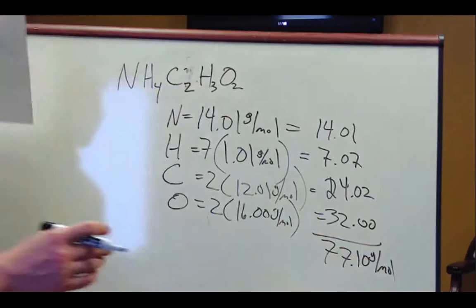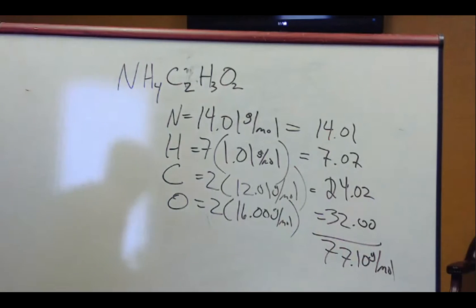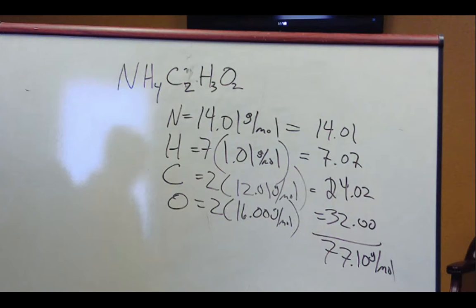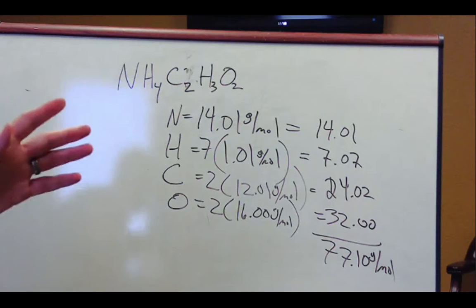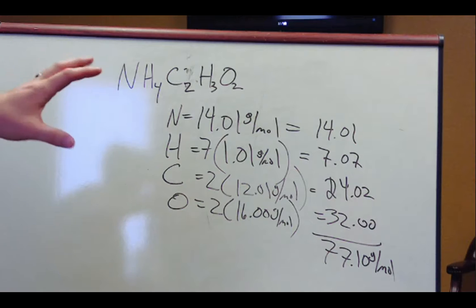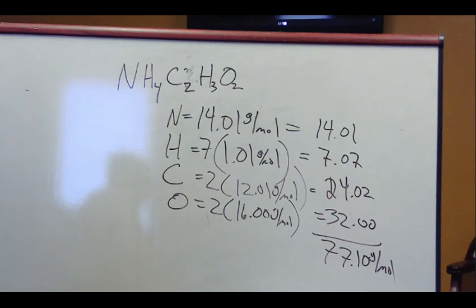And the formula weight of a molecule is always in grams per mole. And what we see is 77.10 grams per mole. Now, I want you guys to calculate this, and I want you to try this. And I'll just show you one of maybe the things that we have to consider when we do things like this.